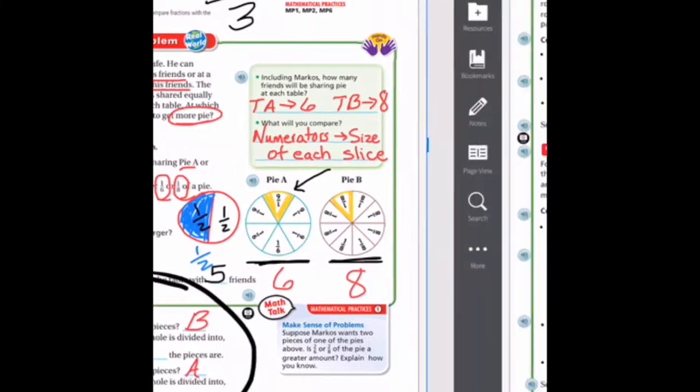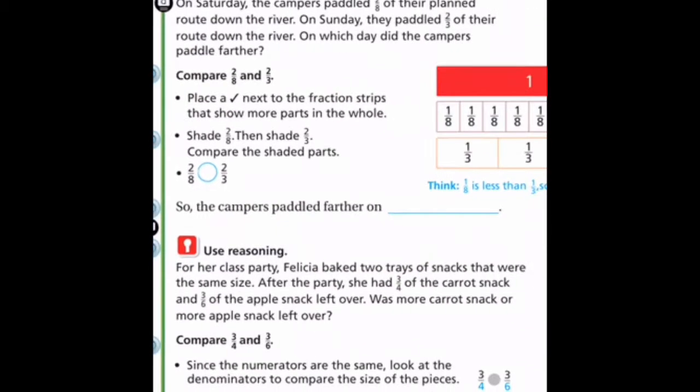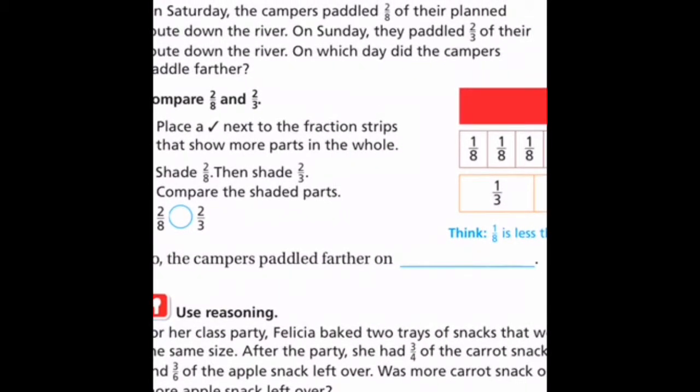Okay, let's go to the next page. We're going to use fraction strips here, which I think work much better than the pie pieces. So our example says, on Saturday the campers paddled 2/8 of their planned route down the river, and on Sunday they went 2/3 of the way down the river.